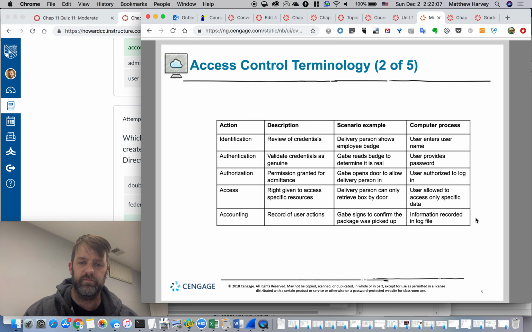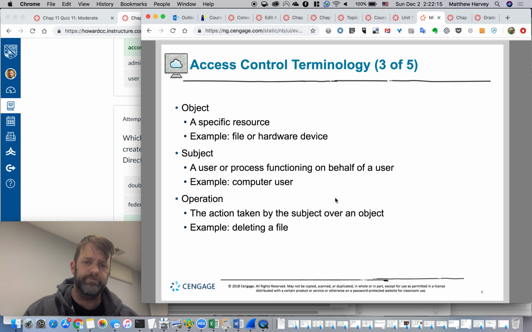So this is some additional examples of how these things work. So the three key things in any kind of authentication and authorization scenario: the object is the resource that you're trying to access, whether it's a file, a device, a program, a database. The subject is the person who's trying to access the thing. Now, usually a subject is a person, but sometimes the subject is a program, right? A certain program is trying to access a certain file or something like that.